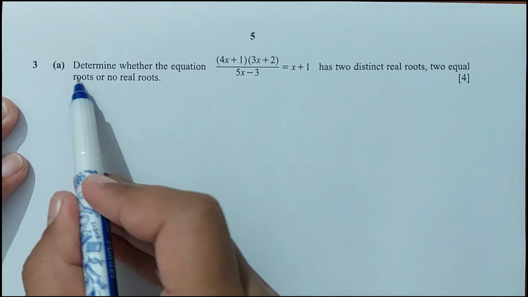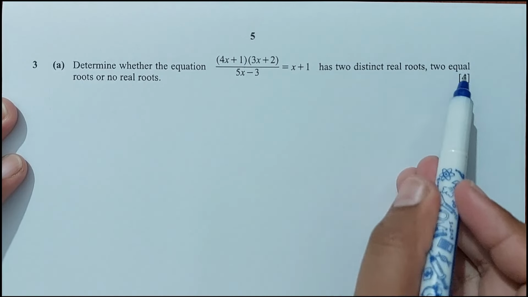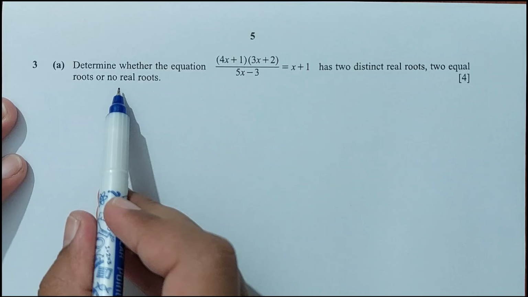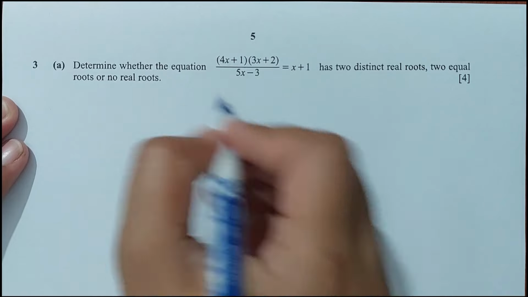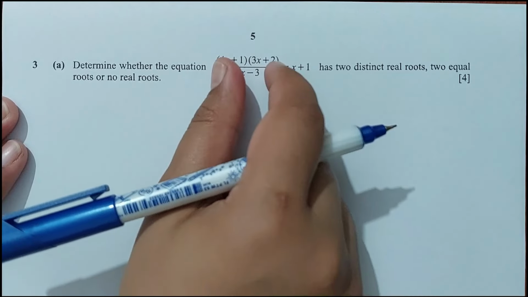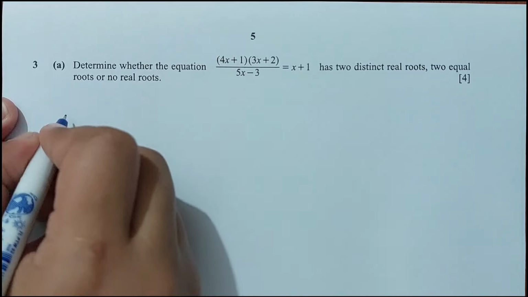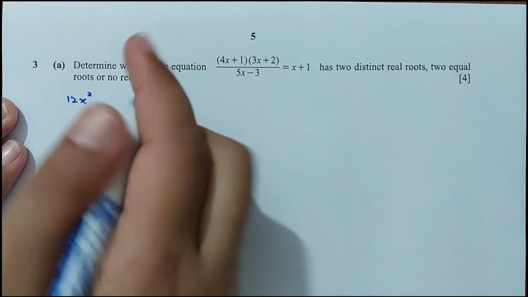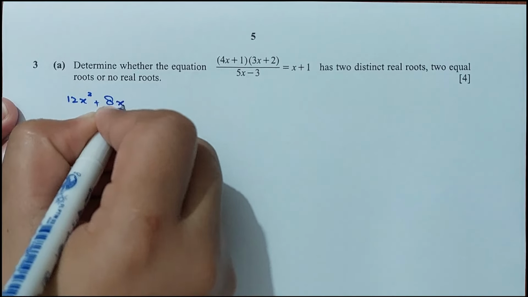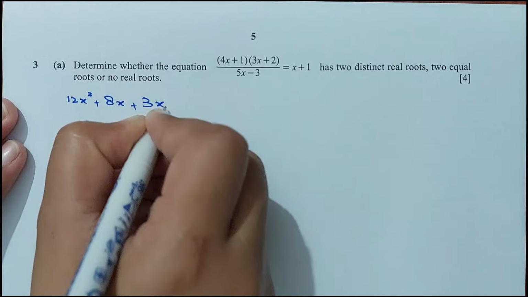Question number 3, part A. Determine whether the equation has two distinct real roots, two equal roots, or no real roots. So it means we have to make a quadratic equation and solve the discriminant. Let me simplify. So simplify the numerator first. 4x times 3x, so 4 times 3 would be 12 and x times x would be x square. 4x times 2, 4 times 2 is 8, so 8x. 1 is multiplying with 3x and 2, so this is 3x plus 2.